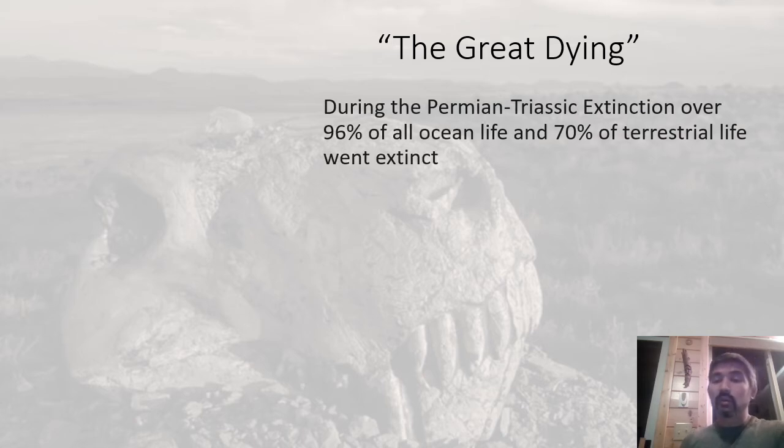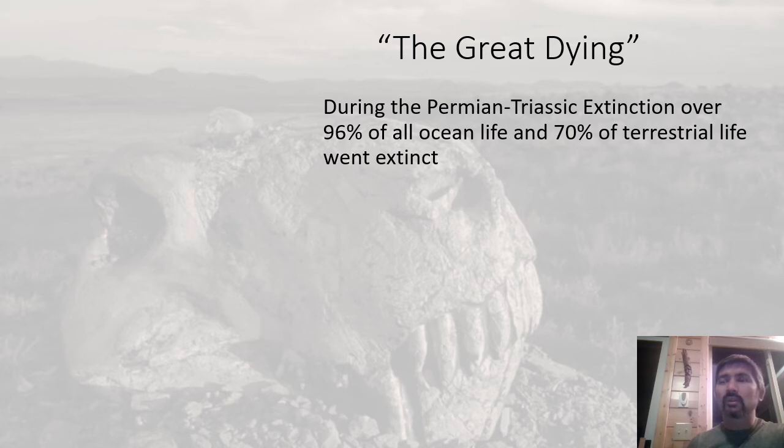This is the Permian-Triassic extinction, which wiped out 96% of all ocean life and 70% of terrestrial life. So when scientists, of course, were looking at the fossil record, they noticed that all of these living things suddenly vanished from the fossil record.